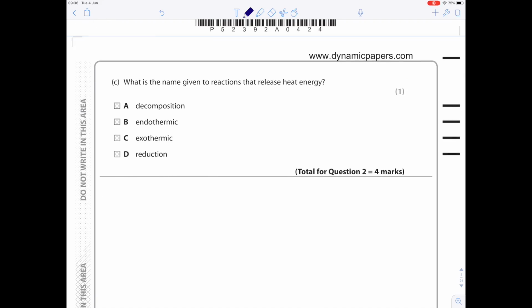What is the name given to reactions that release heat energy? Keyword here is release, which means that they are exothermic. So I like to work out the answer before. Then I look down and see, hopefully, that my answer's there. Yes, it is. It's C.